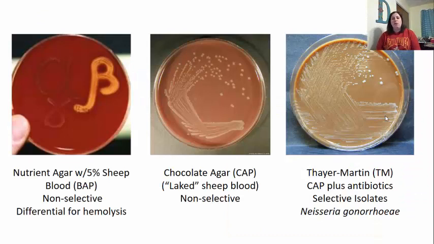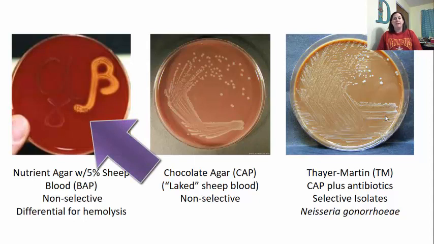All right, so we're going to look at some groups of these different types of media. In this case, these are all types of blood agar, meaning that they have some type of blood present in the agar, but you'll notice they all look a little bit different. This first picture is a nutrient agar with 5% sheep blood. This means that it has whole blood cells in it. This is known as BAP. This is a non-selective media. So this is a differential media in the sense that it will let you know if the cells can do hemolysis, meaning breaking down the red blood cells that are present. So you can see here the alpha, the beta, and the gamma in the plate.